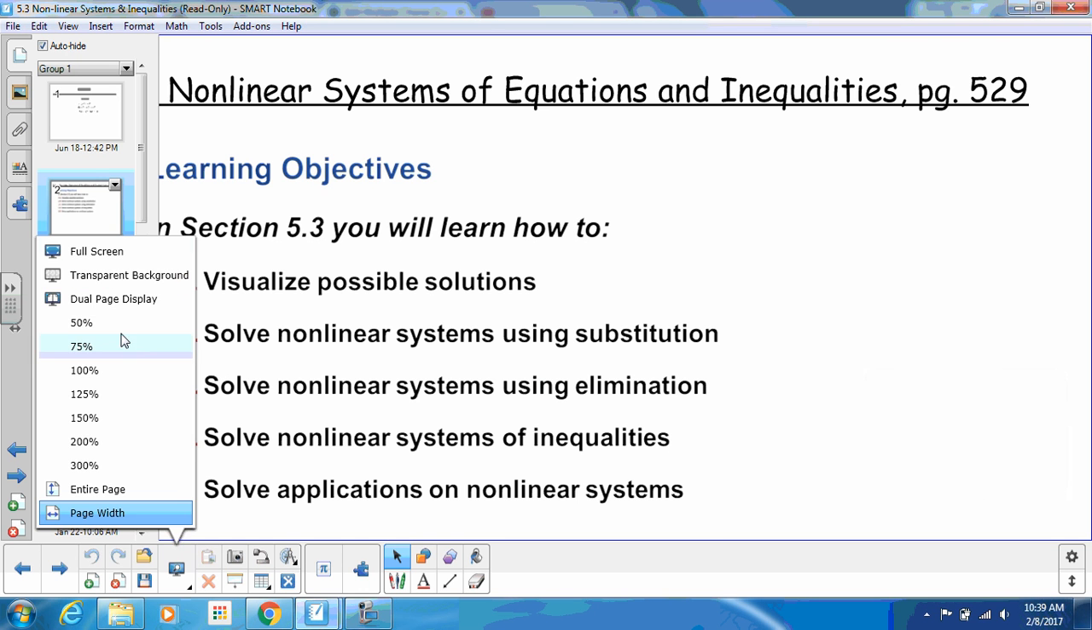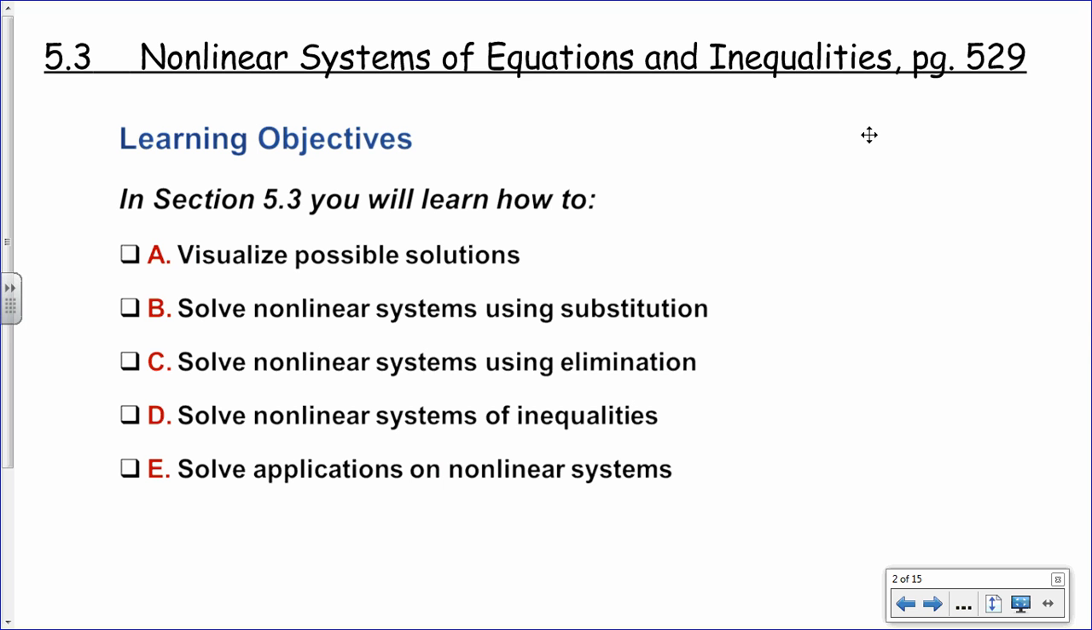So we're starting 5.3 today. 5.3 today is nonlinear systems. So we're back to just two variables, just x and y, just two dimensions, but this time they're not necessarily linear equations. We will look at circles and parabolas as well.